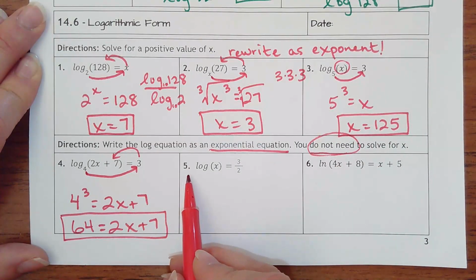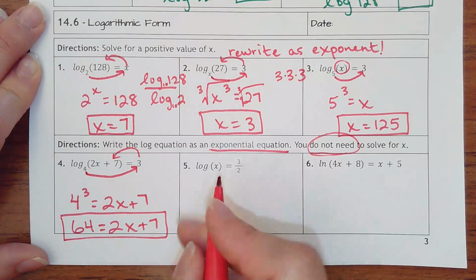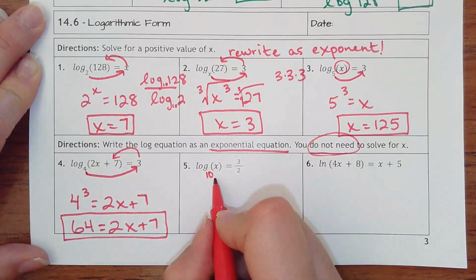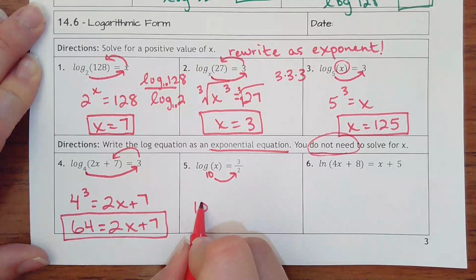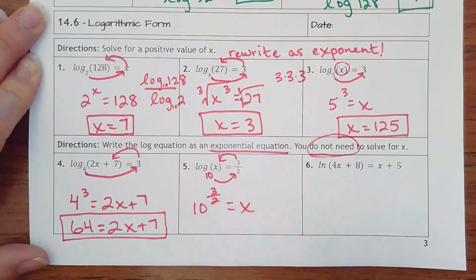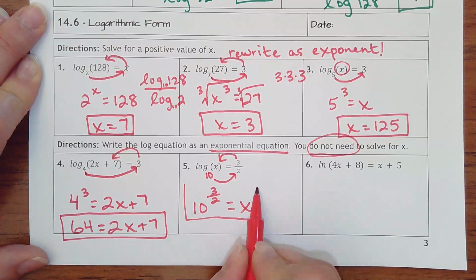Number 5, remember that if I just see log of something with no base, that base is automatically known to be 10. So I would rewrite this as 10 to the 3/2 power would equal x. And you could just leave it just like that.